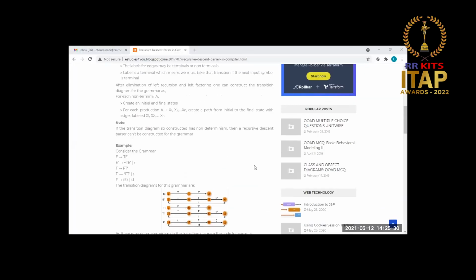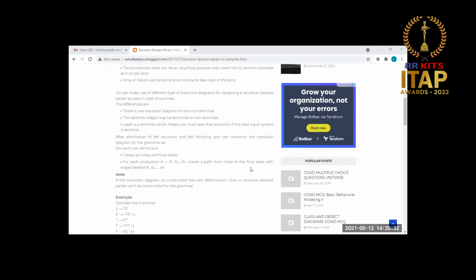So first of all, what is a recursive decision parser? As the name itself says, it is recursive. First of all, they will give one grammar, and we have to write down some recursive procedures for the given grammar. So a recursive decision parser is nothing but writing down recursive procedures for the given grammar. So how do we write down the recursive procedures?